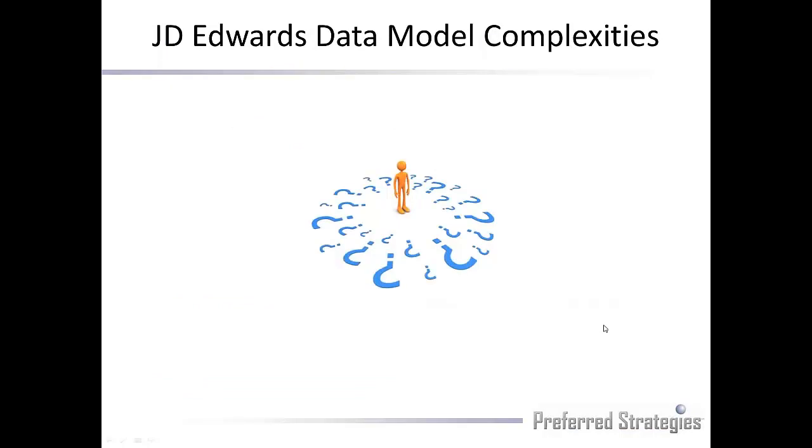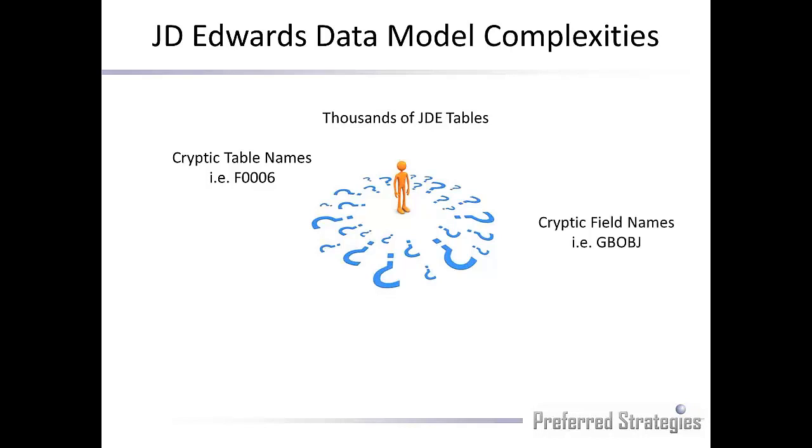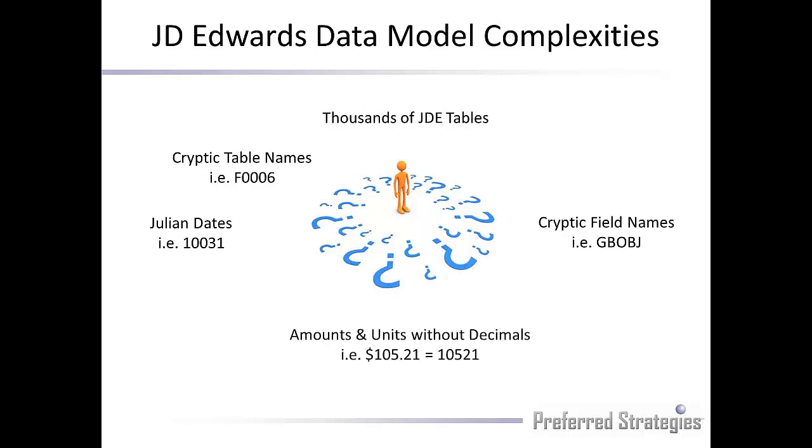So to recap the complexities of JDE, why is it so difficult? Well, J.D. Edwards has thousands of JDE tables. The table names are things like F0006 for the business unit master. The field names are cryptic as well, GBOBJ for the object account. Julian dates, all the dates are stored in a Julian format, which need to be converted to a legible Gregorian format for reporting. Amounts in units are stored without decimals, so you have to figure out a way to address that. Just even getting in a lot of the different tables, the user-defined codes or category codes, getting the descriptions associated with those sometimes can be a bear.